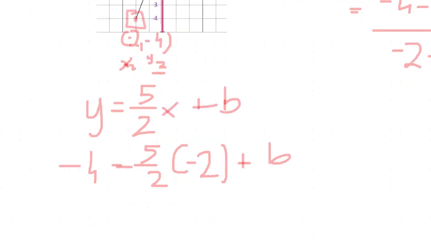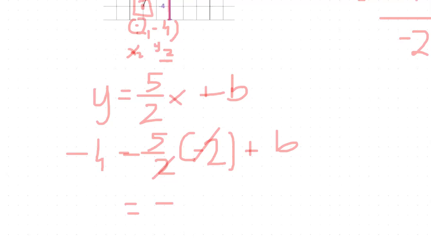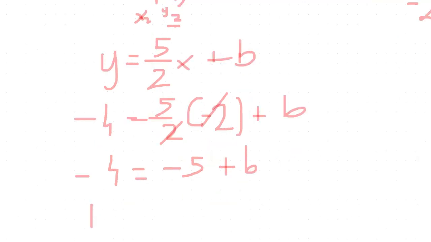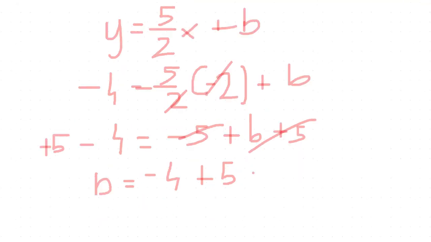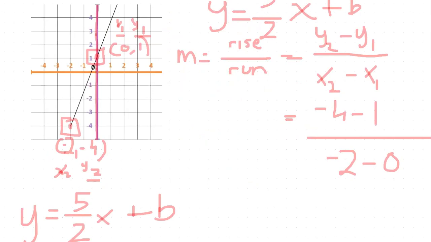So 5 over 2 multiplied by -2, we can cancel out the 2's. That will equal -5, because it'll be 5 times -1, plus b. And now b is equal to -4, and we add 5 to both sides, right? So we've got to add 5 to both sides to get rid of the 5 here. So b is equal to -4 plus 5. And that is equal to +1. Let's double check. And perfect.